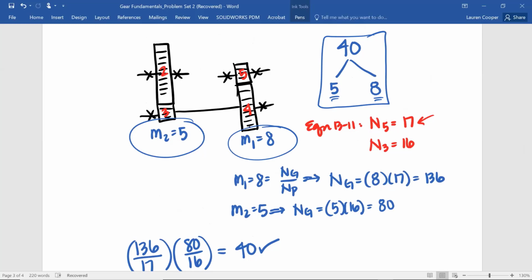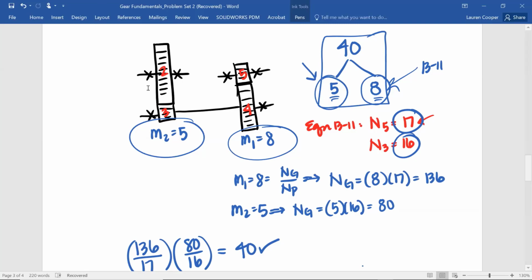So this becomes M1, this is M2. We enter this into our analysis tool, equation 13.11. It spits out a minimum number of teeth, which was 17. And then we put 5 into our analysis tool. That spit out a minimum number of teeth of pinion 3 of 16. And then from there, we multiplied the minimum number of teeth by the M1 and M2 values to get the number of teeth of the gears.